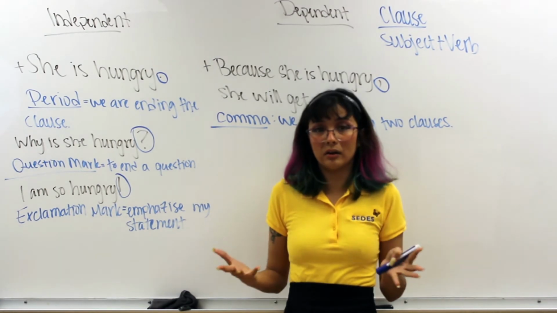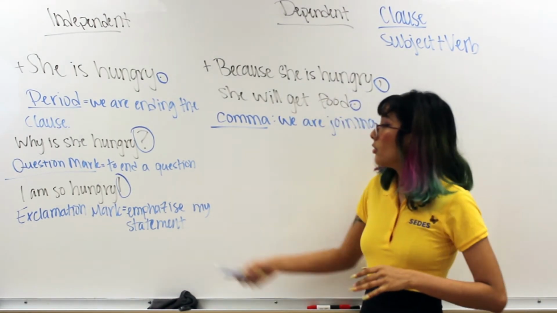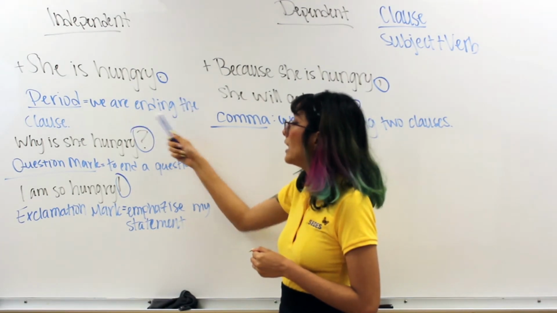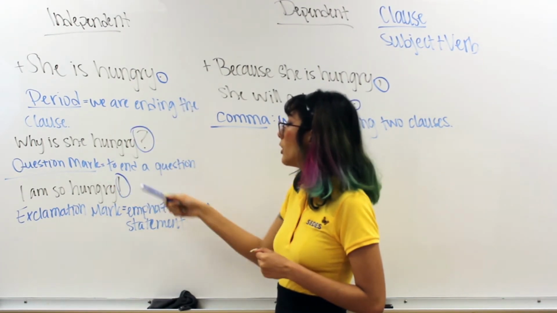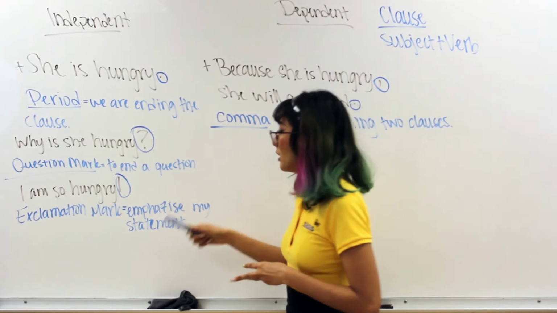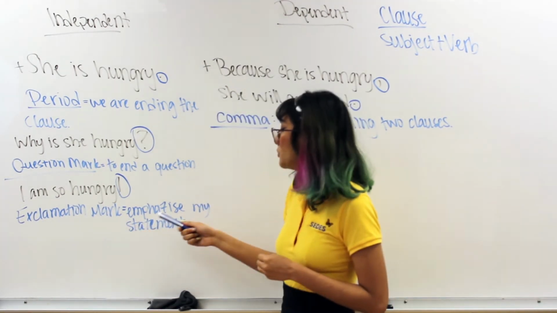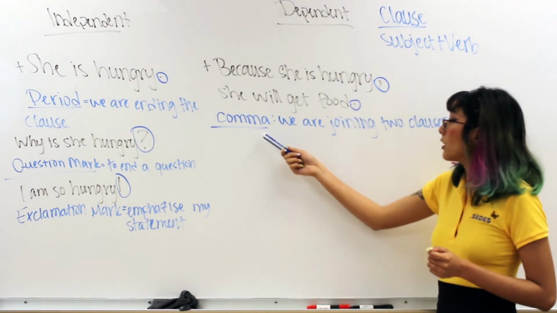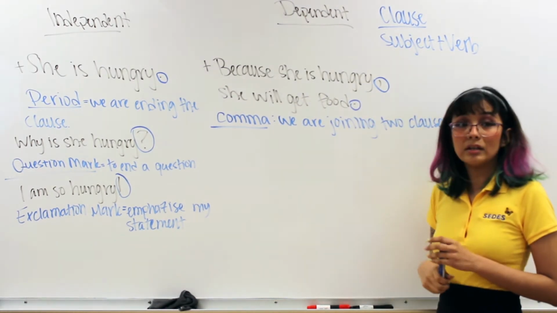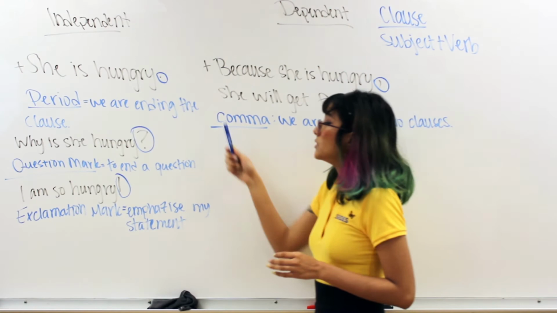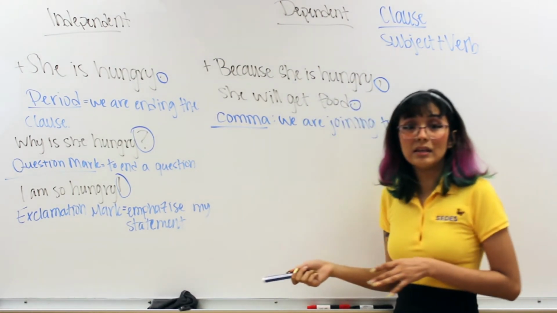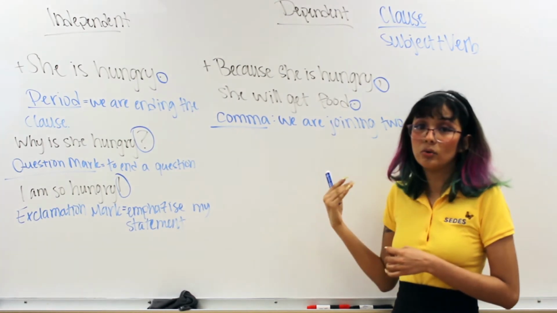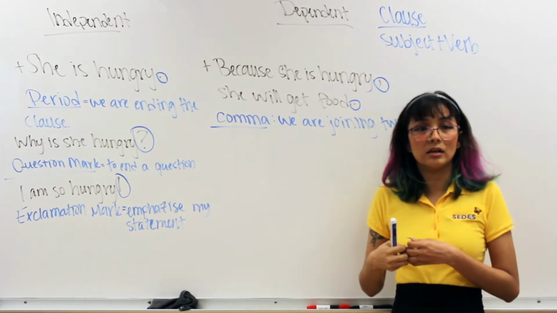I am hungry, okay? So here, we have simple, a period. It is to end the clause. The question mark is to end the question. The exclamation mark is to emphasize my statement or emphasize the clause. Here the comma is to join the statement. Do we see that? This is the difference between these. And these are the most common, most used ways to end or continue a clause or connect a clause.